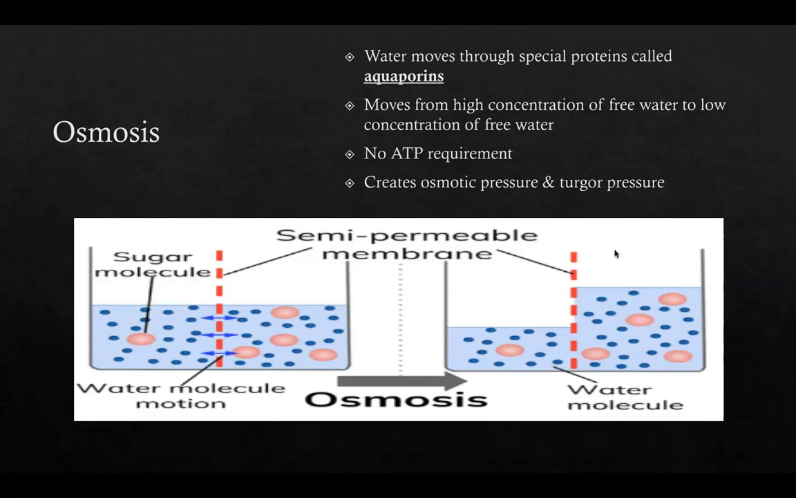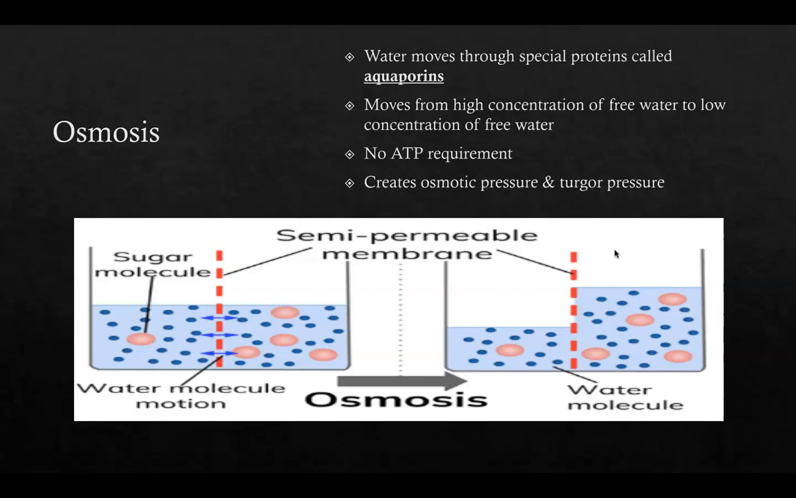And water moves through special proteins called aquaporins or water pores. So water movement is a special type of facilitated diffusion. It just has its own name. It's moving from an area of high concentration to an area of low concentration without the use of ATP. And because it's the movement of water, it is called osmosis.